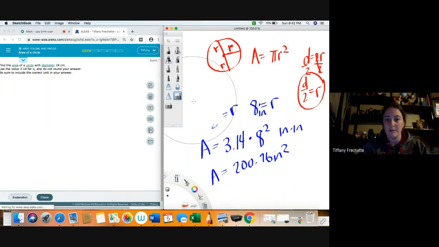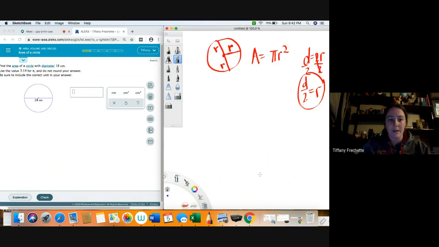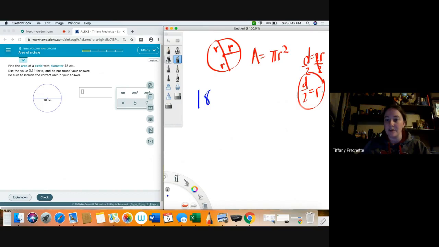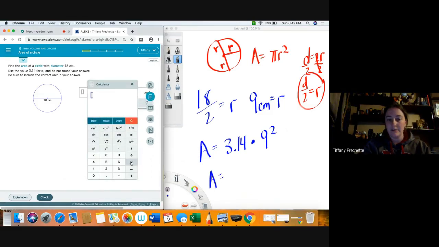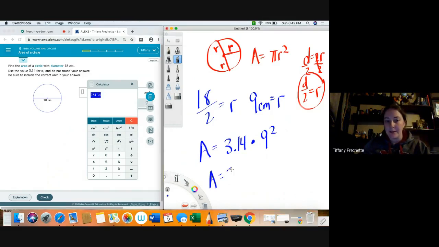All right, let's go ahead and do another one. Okay, so again, they're giving us diameter. So find the area of a circle with diameter 18. So we know it's 18 for diameter. I'm using this equation again here. Diameter divided by 2 equals R. So 18 divided by 2 is 9, and it's centimeters. So 9 centimeters is our radius. So now we go area equals pi, because again, they ask us to use 3.14, times radius squared. Area equals, and I'm going to go to my calculator, and go 3.14 times 9 squared equals. All right, so I get 254.34. Remember, this was centimeters, so it's like centimeters times centimeters because it's squared. So we get centimeters squared.